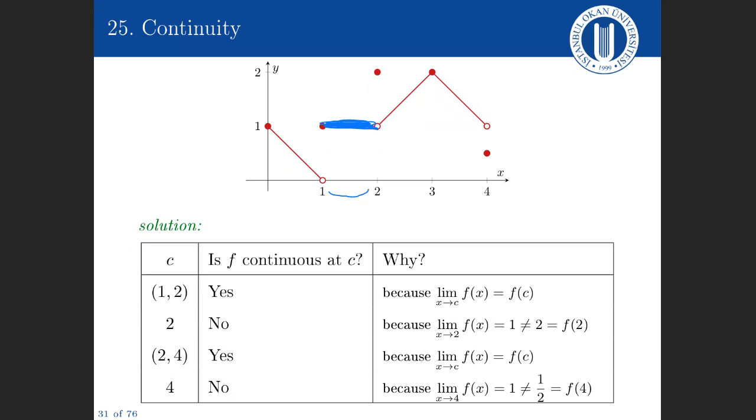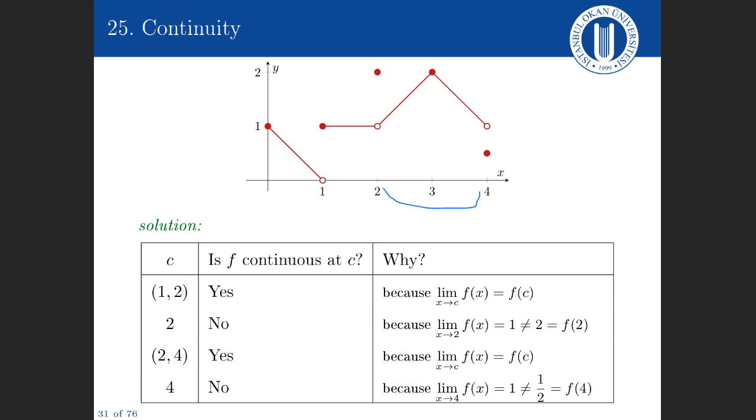Or, more precisely, this is continuous because the limit is equal to f of c. What about at 2? Is it continuous here? The answer is no. The limit exists, the limit is equal to 1. F of 2 exists, f of 2 is equal to 2. But these two numbers are different. The function is not continuous at 2.